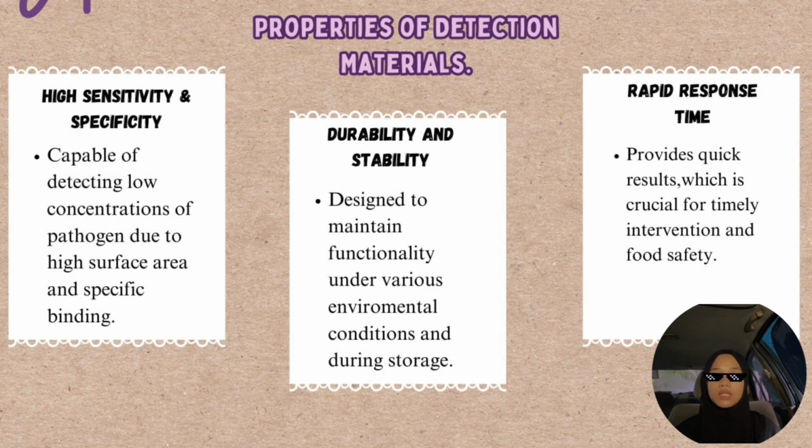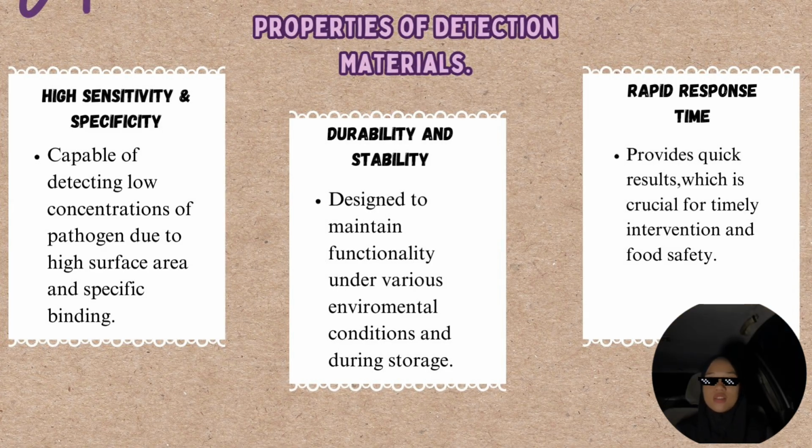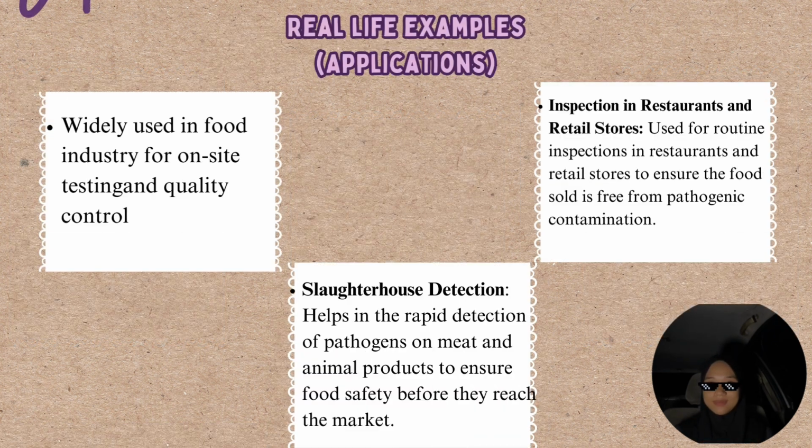Okay, the first point is high sensitivity and specificity. Our materials detect very small amounts of pathogens accurately due to their specific binding and large surface area. Okay, point number 2 is durability and stability. Number 3 is rapid response time. They provide quick results, crucial for timely action and maintaining food safety standards.